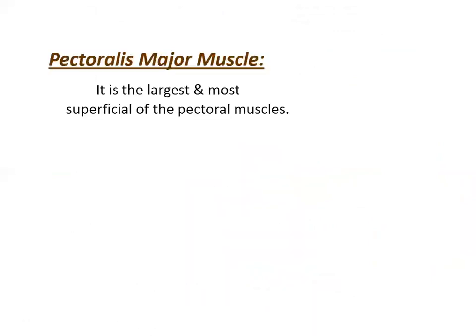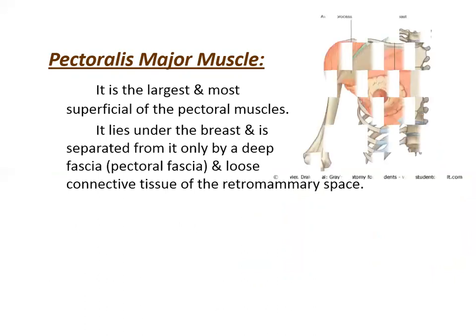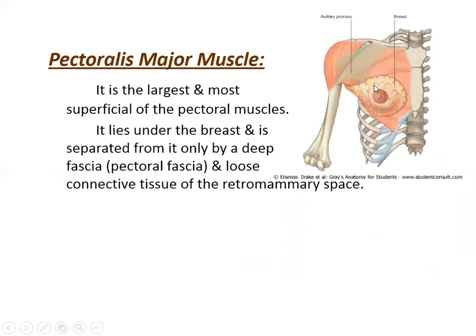So if we see, this is, as I said, a bulky muscle. This is the largest and the most superficial of all the pectoral muscles. It lies under the breast, as we saw. It is deep to the breast. So here you can see this is the mammary gland or the breast, and this muscle is deep to that and is separated from it only by a deep fascia, which is called the pectoral fascia.